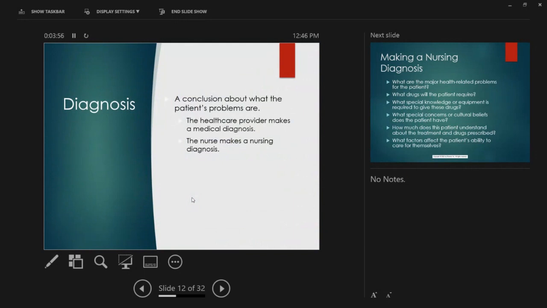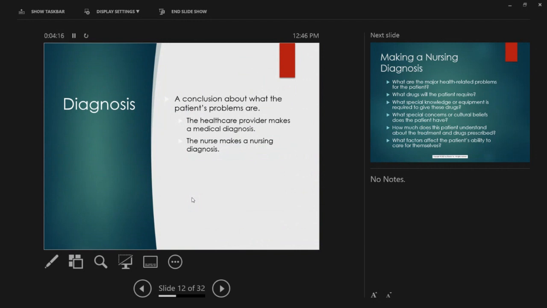The physician will decide on the medical diagnosis, and the RN determines the nursing diagnosis. When you are giving medications, we want to ask some follow-up questions. Some follow-up questions you can ask are: what are the major health-related problems of this patient? What kind of drugs is the patient likely to require?